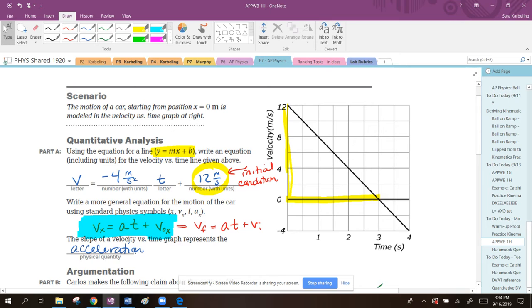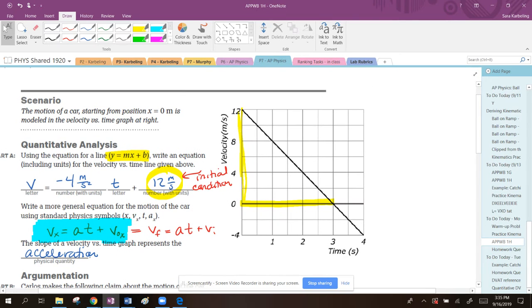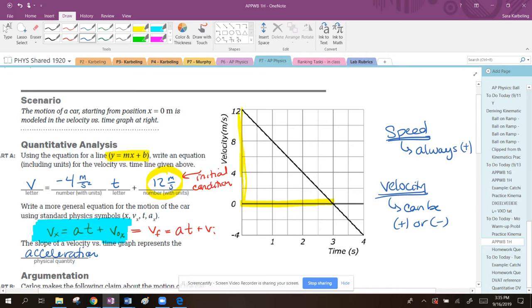Does that make sense? Because remember, we need to differentiate between speed and velocity. Speed is just a magnitude, and it is always positive. Velocity can be positive or negative, right? The speed is basically the absolute value. It's basically how far you are away from 0, okay?